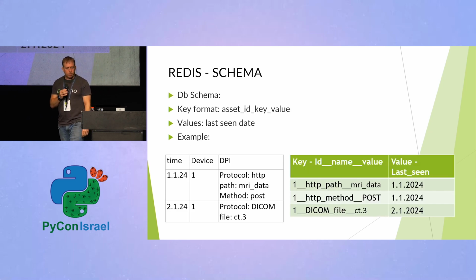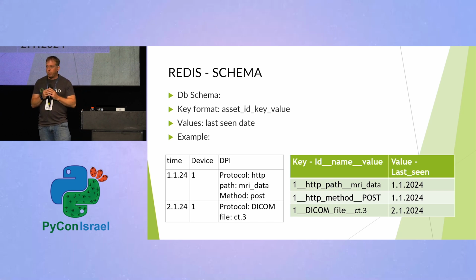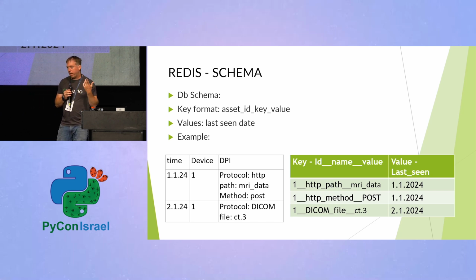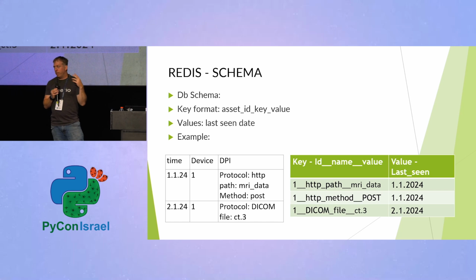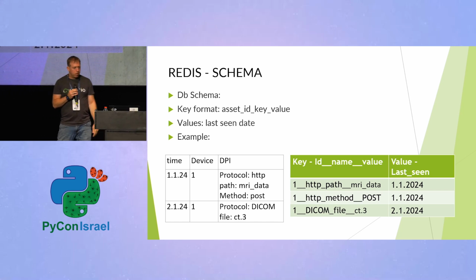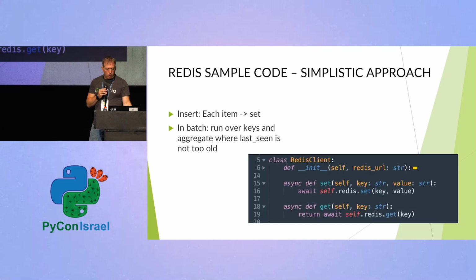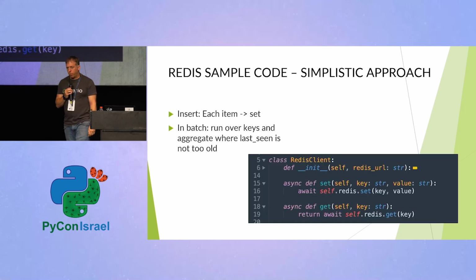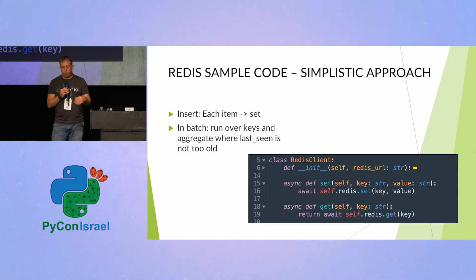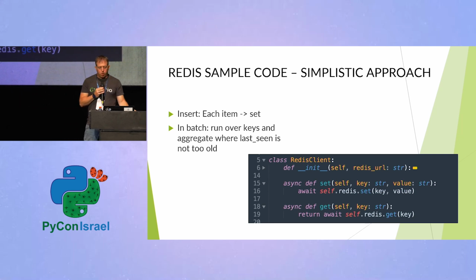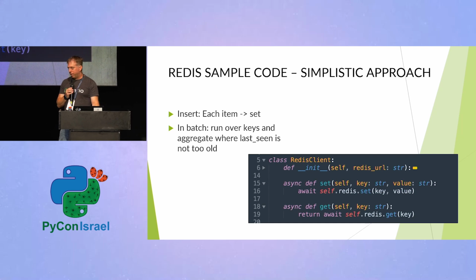So we started with this schema. The schema represents each attribute we want to save with the value, and the last time we saw it. So when we do the batch processing, we can iterate over all the values and drop those that are too far back in time. So that was nice. We started with this client, so we do a set each time we want to store something, and then we retrieve using get in the batch processing. But what's the problem with this simplistic client?